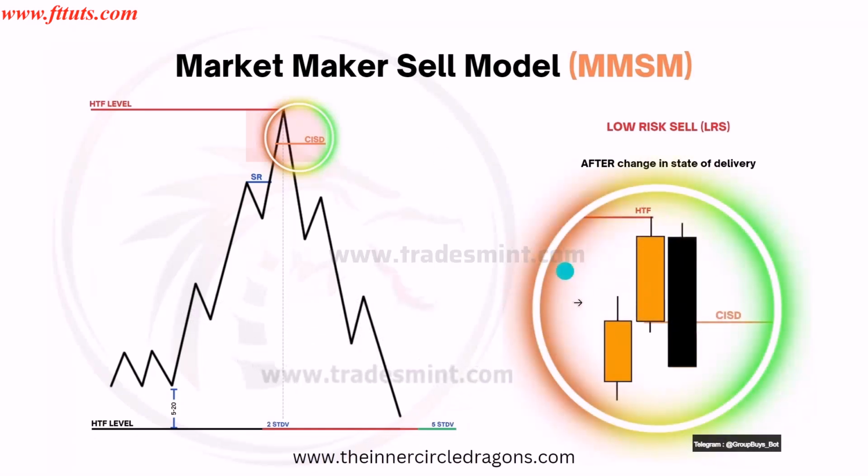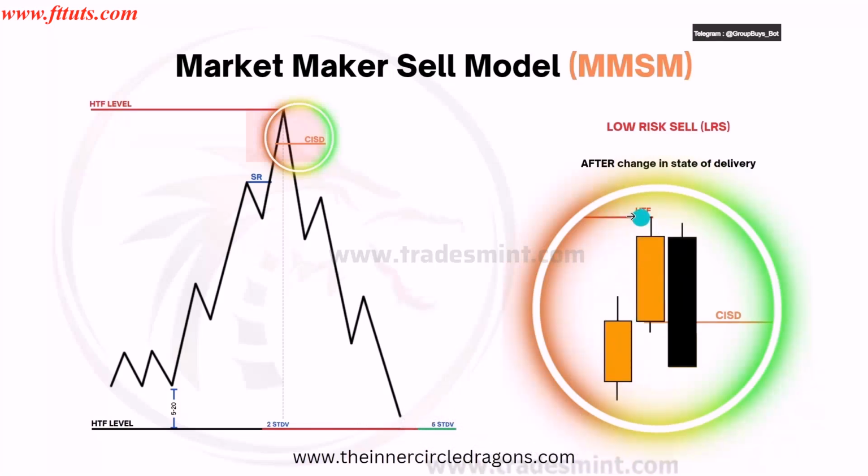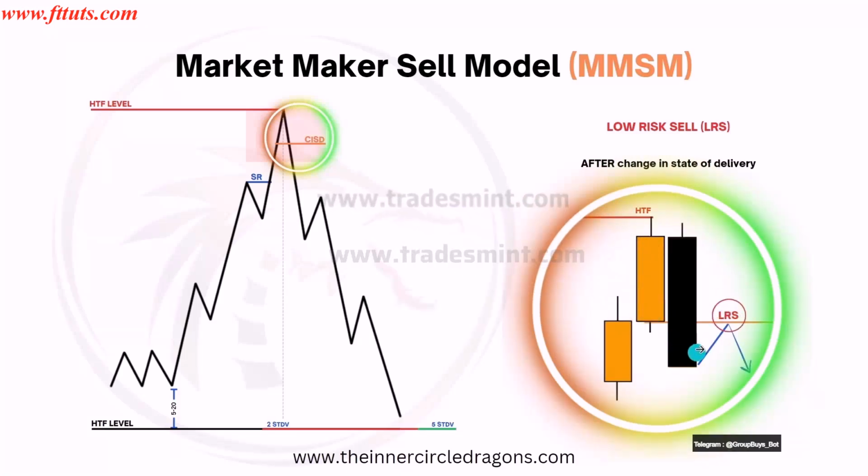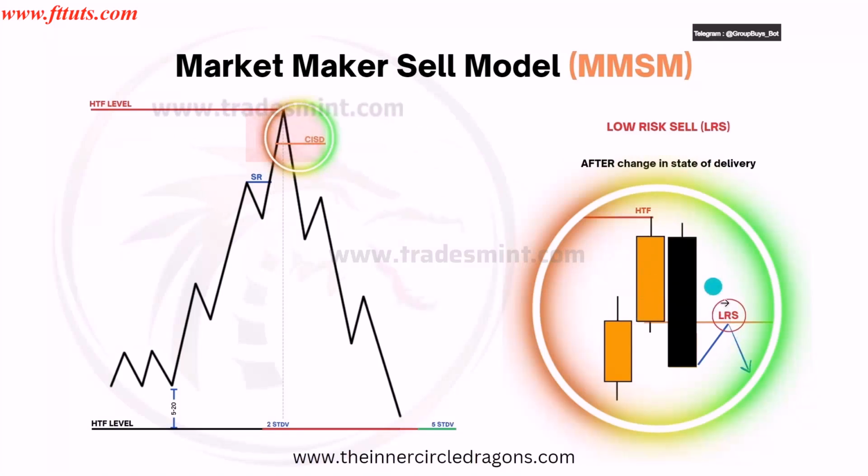So this is what our change in state of delivery would look like, where the buy program has completed its buy side delivery, and we have rejected the higher time frame level and ran below the opening price of the last up close candle, which becomes our bearish order block. Now, the low risk sell will be a retracement back into the order block, and then we would see a move lower as the sell side program continues.